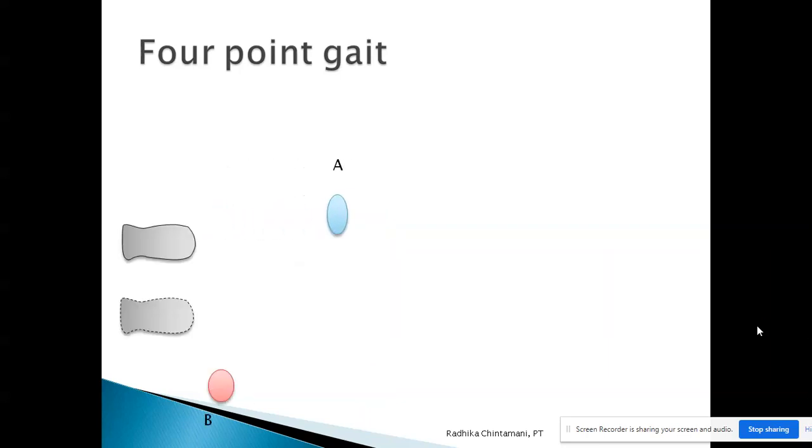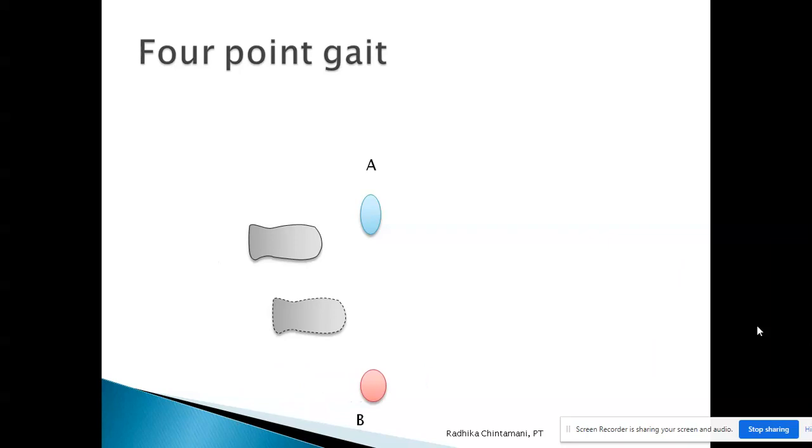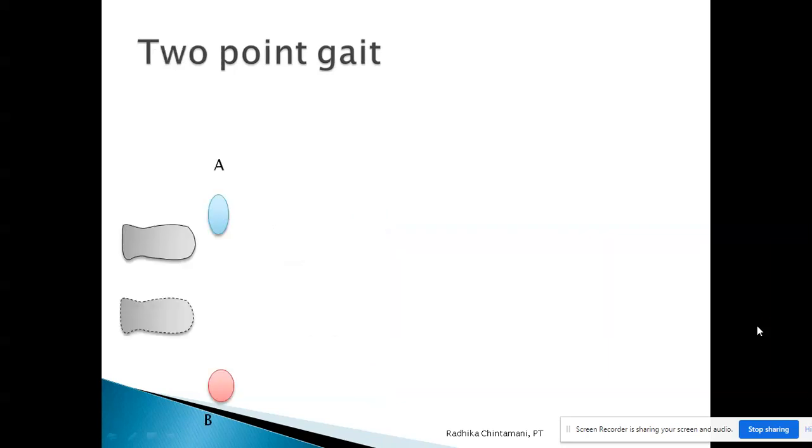First, only point A is weight bearing, that is crutch A is weight bearing. Then comes the affected leg. Then comes point B, that is crutch B. Then comes the good leg. So at each point, everything is weight bearing. Hence the term 4 point gait.